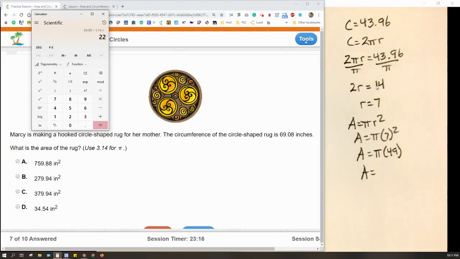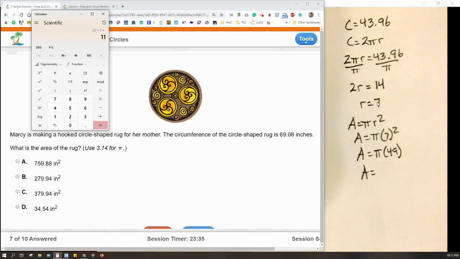Our last problem, 2 times the radius was 14, but we just divided by pi and we got 22 this time. So the diameter of this rug is 22. The diameter of the last problem was 14. We divide the diameter by 2 to get the radius, so the radius of this rug is 11. The radius for our last one was 7.